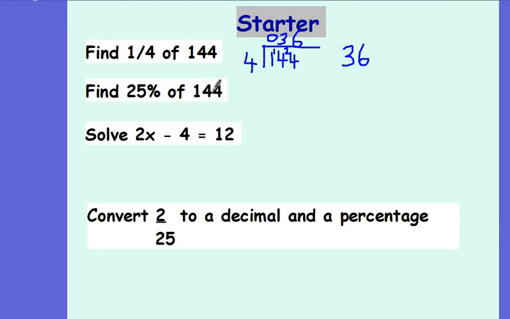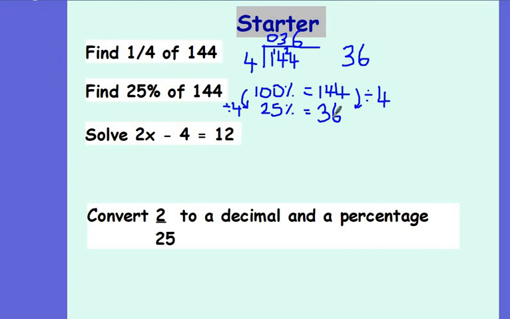To find 25% of 144, I know that 100% of 144 is 144. So what do I need to do, Brooke, to find out 25%? Exactly, I just need to divide it by 4, which is actually what we already did with our first question. So 25% will be 36.